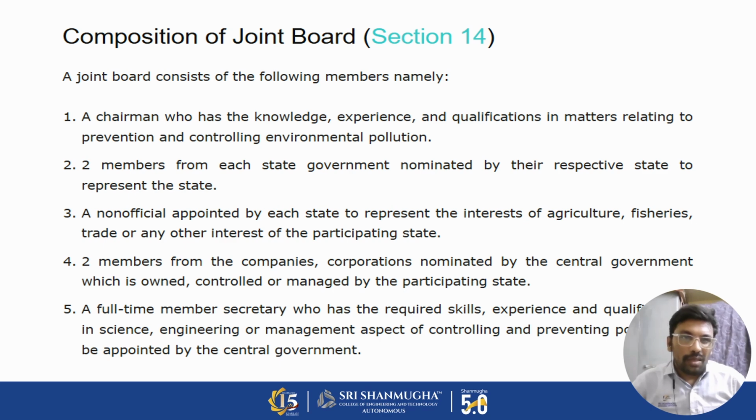So the composition of the joint board is the same as the CPCB and the SPCB. So the chairman, then 2 members from each state government. Next, only one non-official appointed by the state, representing the interests of that particular state, right? Next, 2 members from the companies, maybe central government or state governments. And 1 full-time member secretary who has skill in the prevention of water pollution or water engineering, like that.